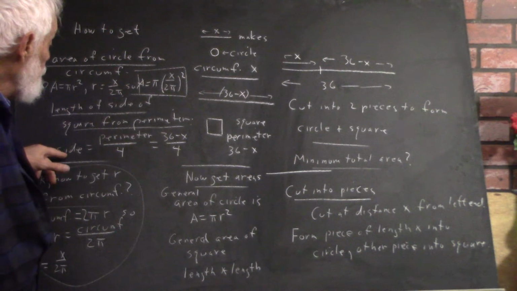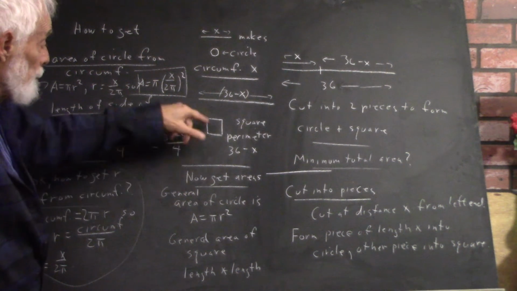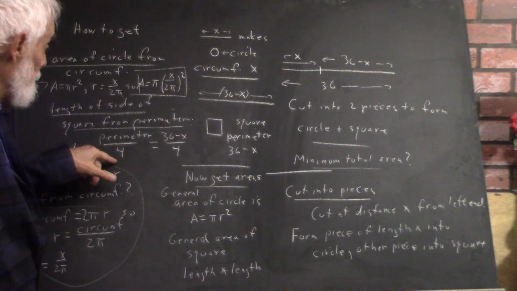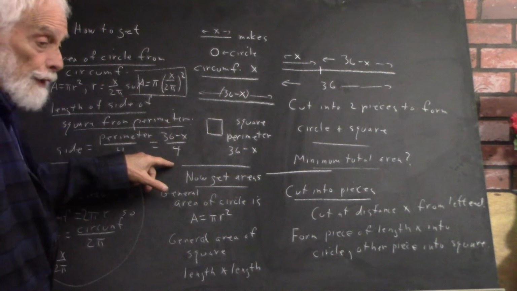Okay, so the side is related to the perimeter by the fact that you've got 4 sides that add up to the perimeter. So the side is 1/4 of the perimeter. The perimeter is 36 minus x. So the side is (36 minus x) over 4.